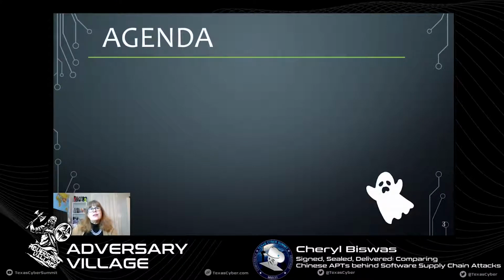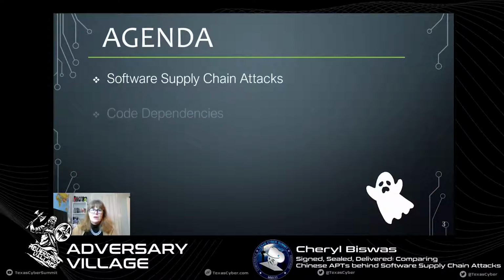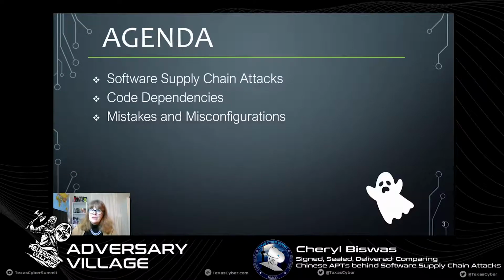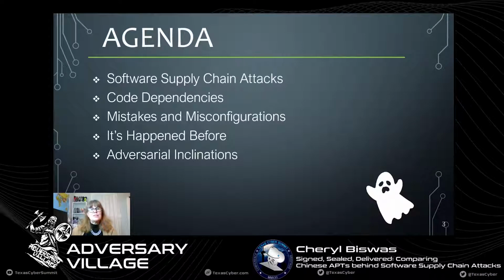In this talk, I want to explain what software supply chain attacks are and the growing threat that they pose. We're going to take a look at how code dependency is a factor, compounded by mistakes and misconfigurations. And then we're going to take a look at the history of some major attacks, especially in terms of state-sponsored actors involved, and talk about who's been watching and what they leverage. Finally, we'll wrap up with what we can do better and some suggestions.